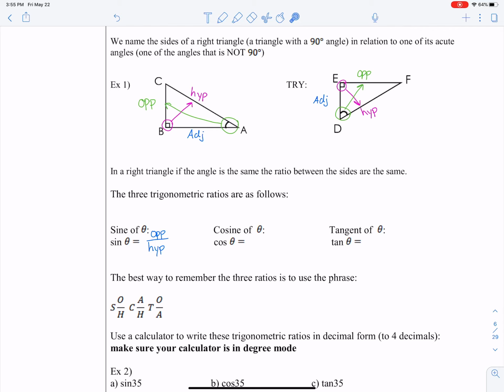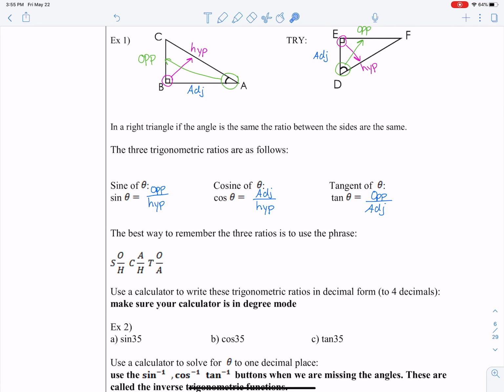Next we have cosine. Cosine is adjacent over hypotenuse. Let's say this is 4 and this is 10. So this would be 4 over 10. And last we have the tangent. The tangent is opposite over adjacent. Again, this was 5 and this was 4. So this would be 5 over 4 for that ratio.